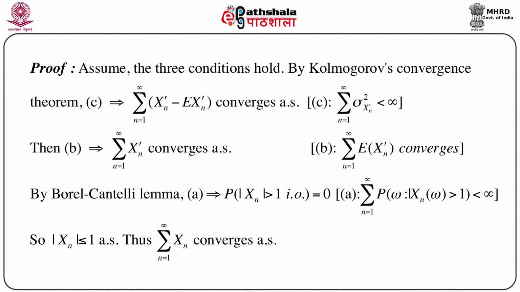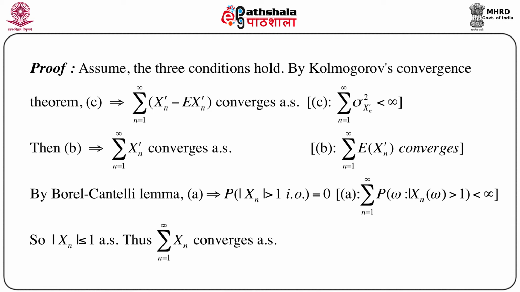Condition C implies that the summation over n from 1 to infinity of Xn' minus the expectation of Xn' converges almost surely, because we are given condition C, that the summation of the variance of Xn' is less than infinity. Now, condition B states that the summation of the expectation of Xn' converges. This immediately implies that the summation of Xn' converges almost surely.